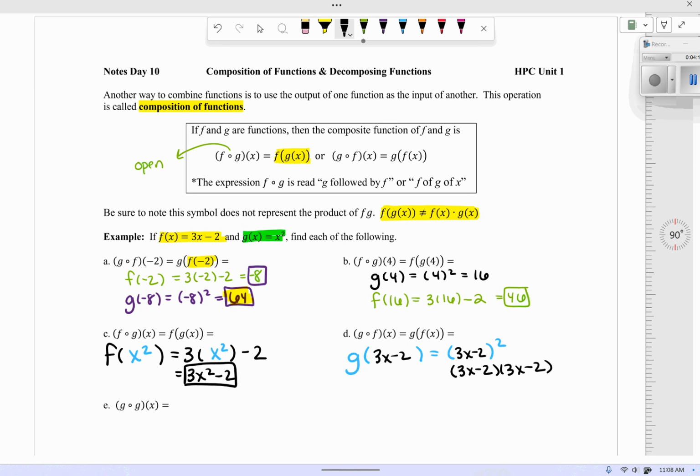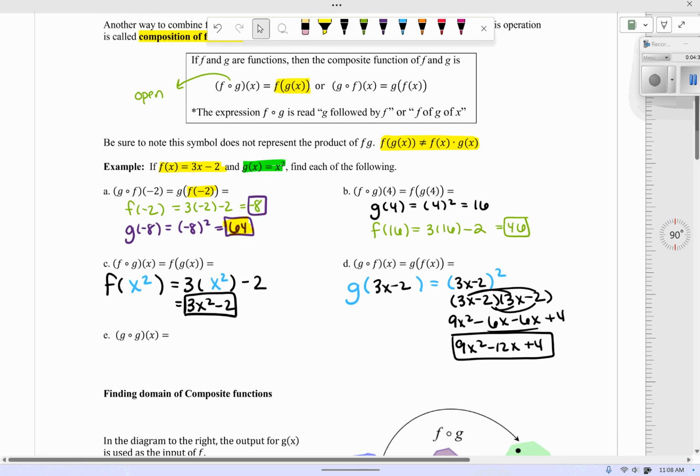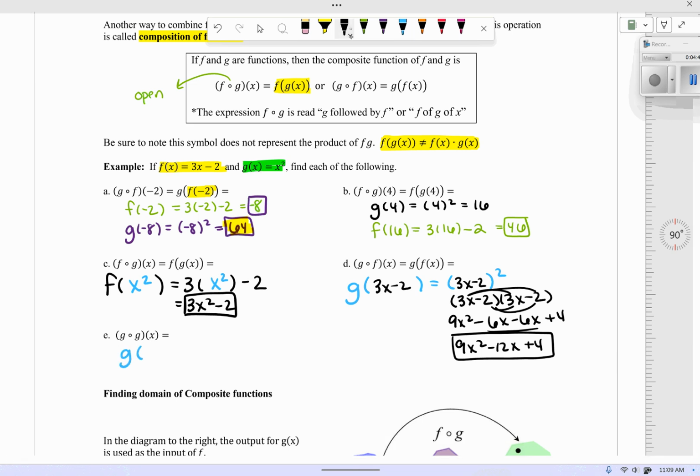So when we FOIL this out, 3x times 3x gives us 9x squared. And then that would be minus 6x, we just did those two, and then minus 6x plus 4, and then combine your like terms. So 9x squared minus 12x plus 4. So you always want to FOIL out because otherwise you would miss those middle terms. The next one we have is g of g of x. So we're plugging our g of x function into itself. So g of x is just, again, x squared.